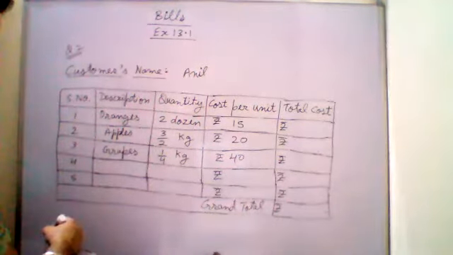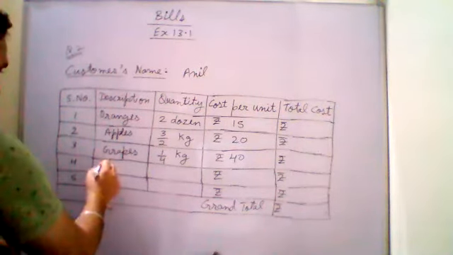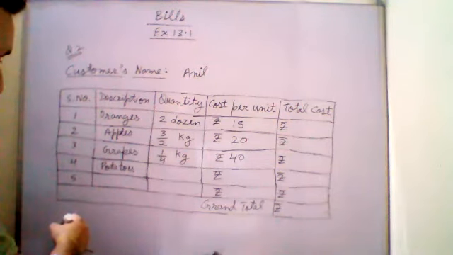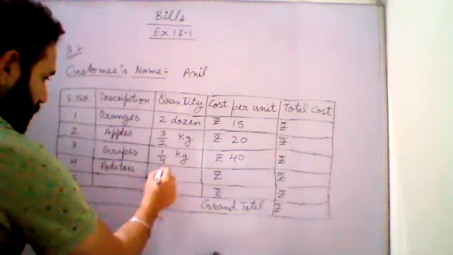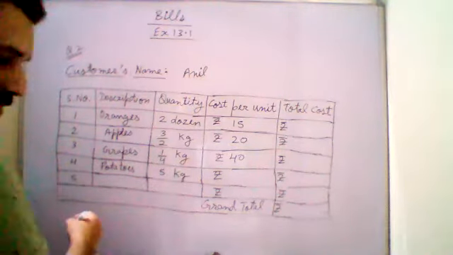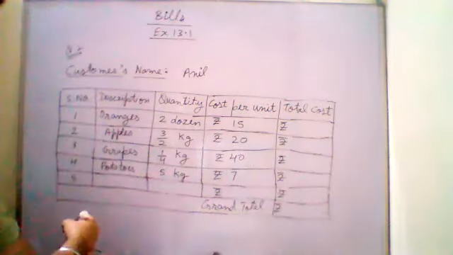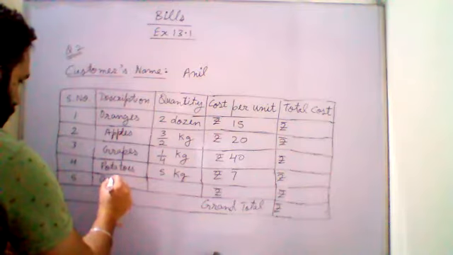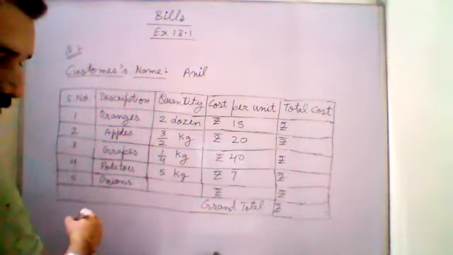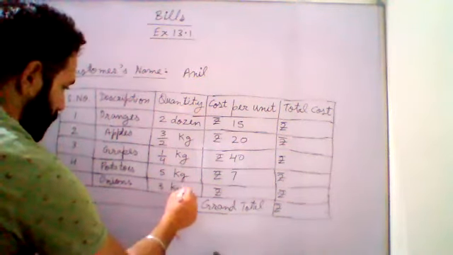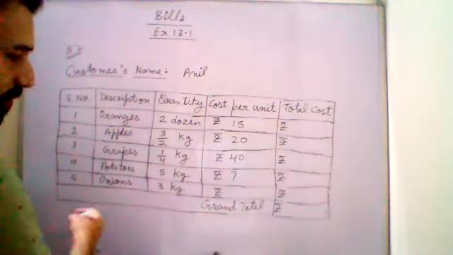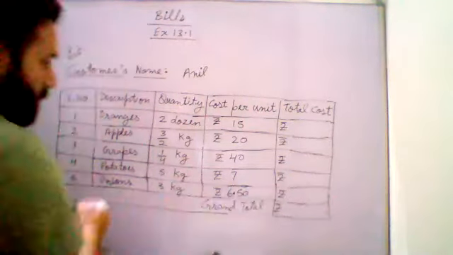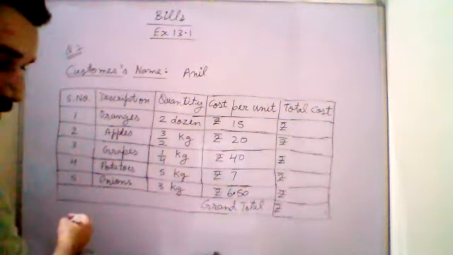5 kg of potatoes at rupees 7 per kg. He bought 5 kgs of potatoes, and the price is 7 rupees per kg. 3 kg of onions, and the price of onions is rupees 6.50 per kg. 2 kg of tomato.